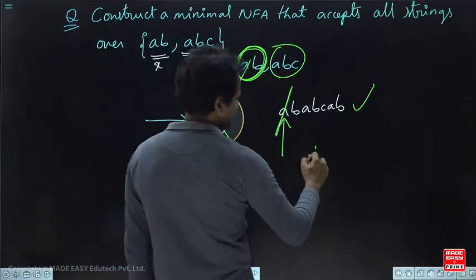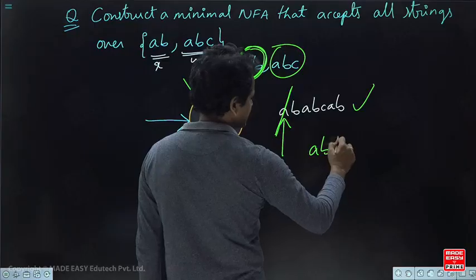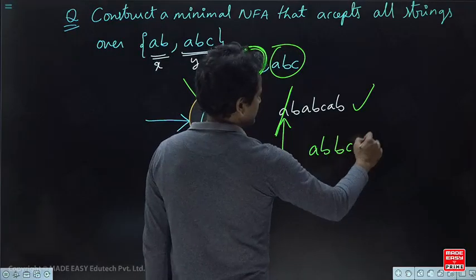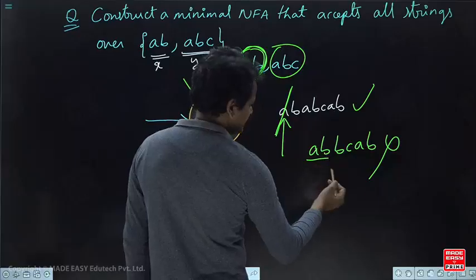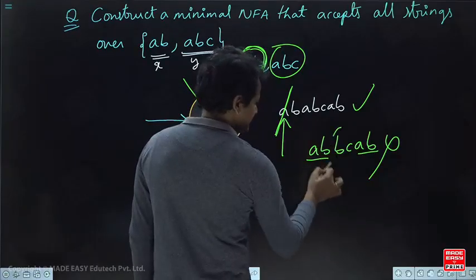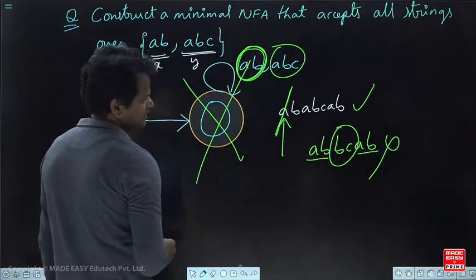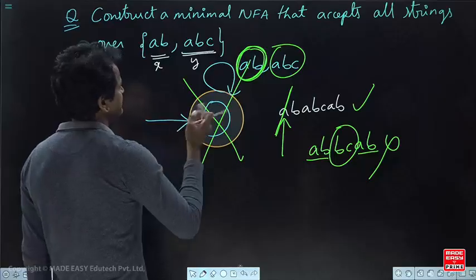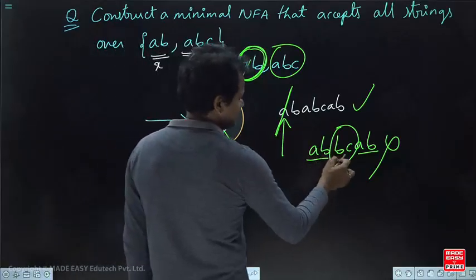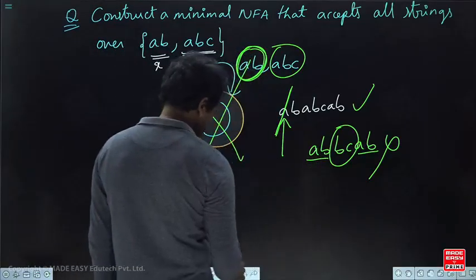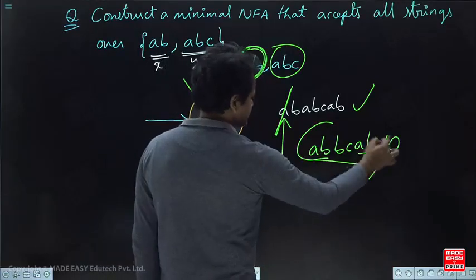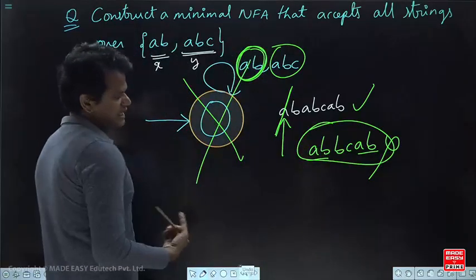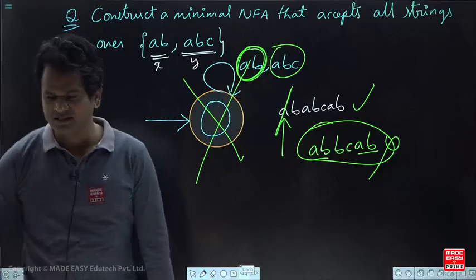At the same time, tell me guys, is this string valid or invalid? It is invalid, na? Why? Because the string is a combination of AB and ABC. So A B B C never comes. It must be rejected. So the invalid string must be rejected and the valid string must be accepted.